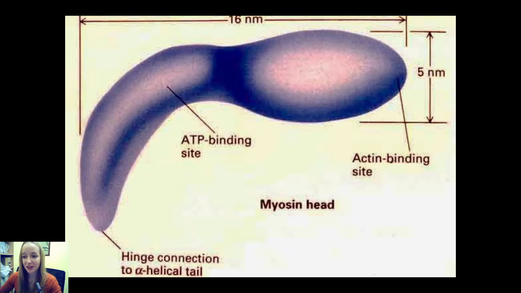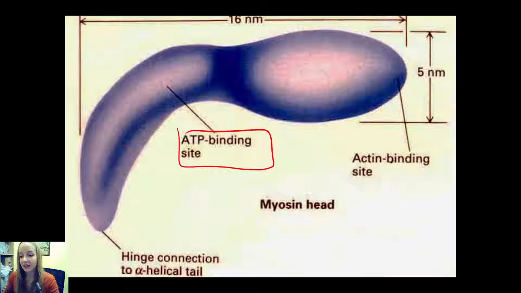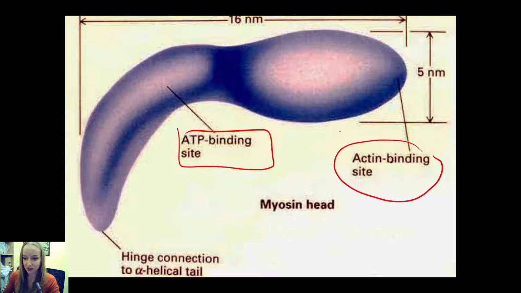Okay, and here we have one globular head, which is like 5 nanometers thick and 16 nanometers long. And we have this ATP binding site with ATPase activity. Remember that, ATPase activity. And we have the actin binding site. These are two sites you should know, you should describe them. Why do we have the ATP binding site? Because we need energy. Why do we have the actin binding site? Because we need to bind to actin somehow, because that's the basics of contraction.